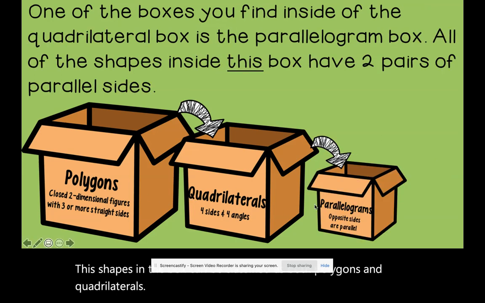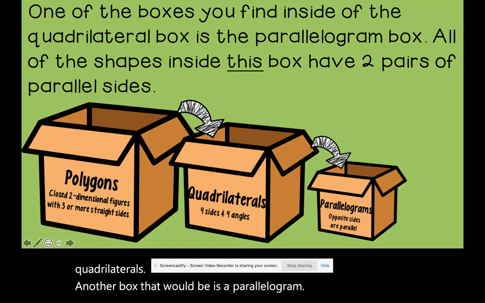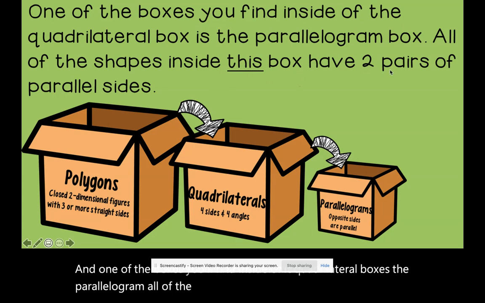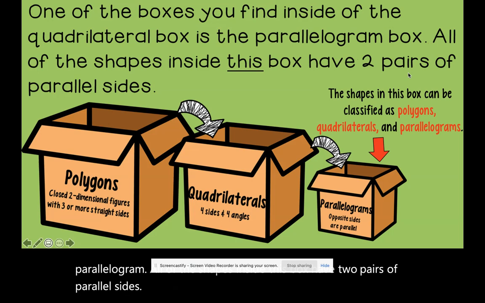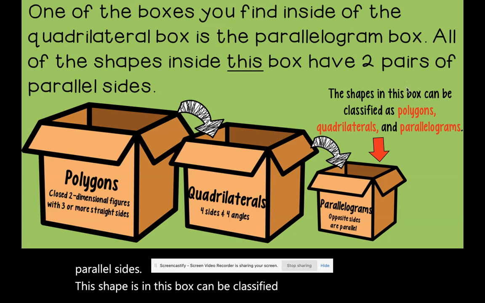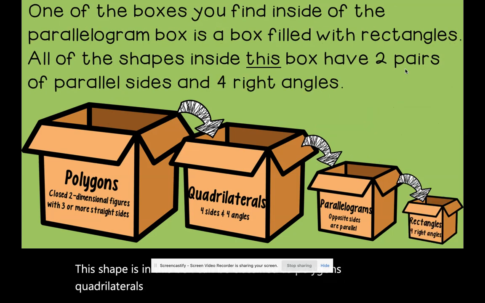Another box that would be is a parallelogram. One of the boxes you'll find inside of the quadrilateral box is a parallelogram box. All of the shapes inside this box have 2 pairs of parallel sides. The shapes in this box can be classified as polygons, quadrilaterals, and parallelograms.